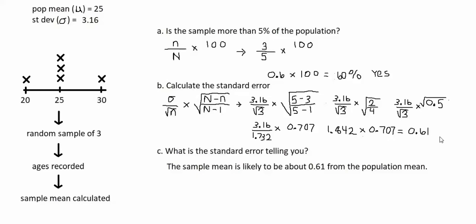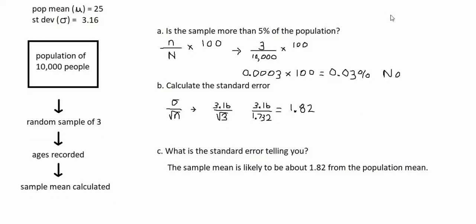So now let's move ahead to our next example. So here's problem number 2. We have a similar situation in which we have a population of a certain size, and the population has a mean and standard deviation that I'm providing, just hypothetically. And we're imagining someone is taking a random sample of 3 people from this population, recording their ages, and calculating the mean of the sample. So it's another imaginary random sampling situation.